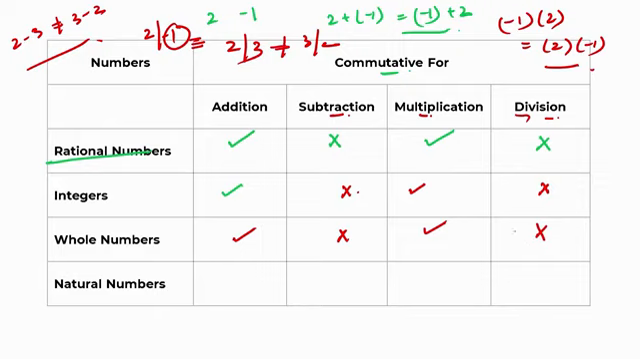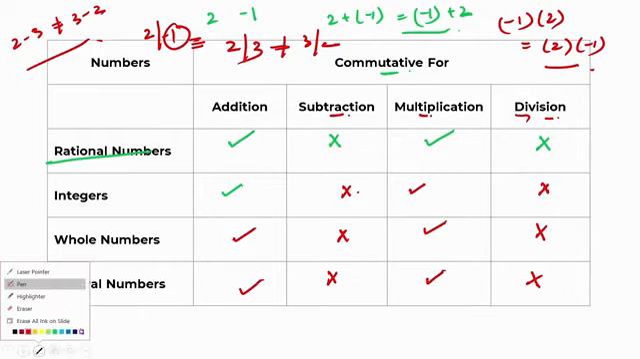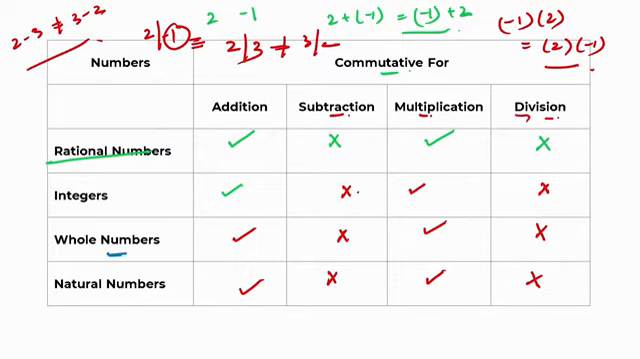Whereas in case of your natural numbers as well, your addition is closed, your subtraction is not closed, your multiplication is closed, and your division is not closed. Now, do not worry if you do not understand why whole numbers and natural numbers act in a certain way, because I'm going to explain it right now. So don't worry.